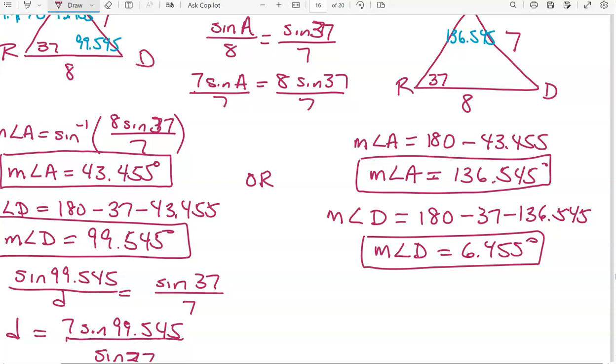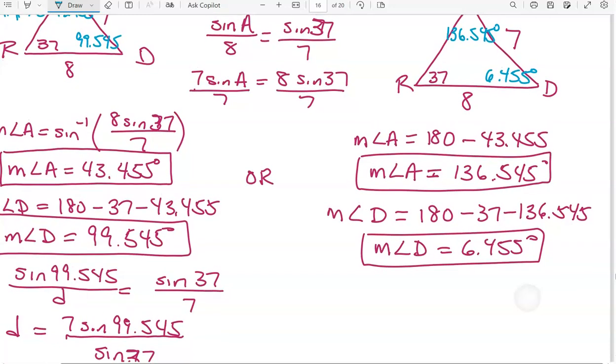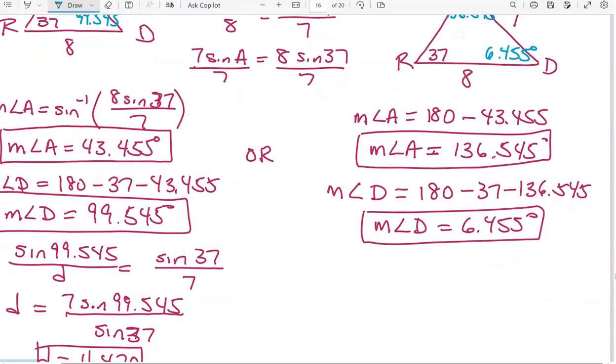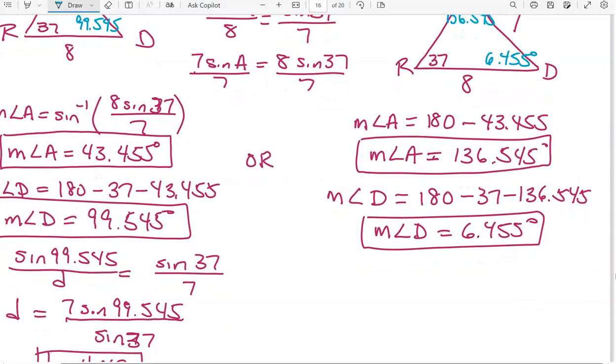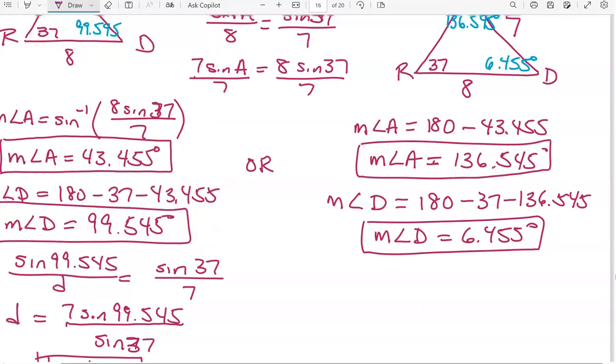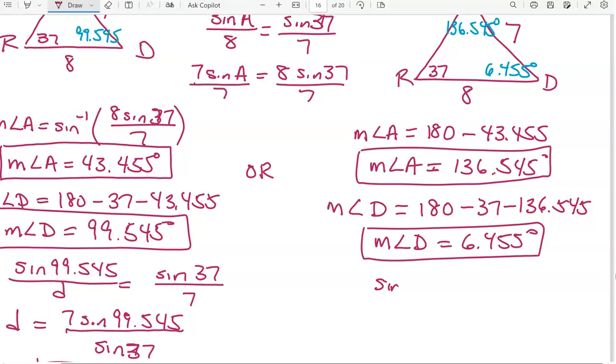Since I have that result, I'll go ahead and include that in the diagram, 6.455 degrees. And then we have one thing that remains to be found, and that's the missing side, which can be found using the law of sines. So, using the law of sines, we can set up a proportion. The sine of 6.455 divided by the length of the opposite side, which we should call D, is equal to the sine of 37 degrees divided by the opposite side, 7.